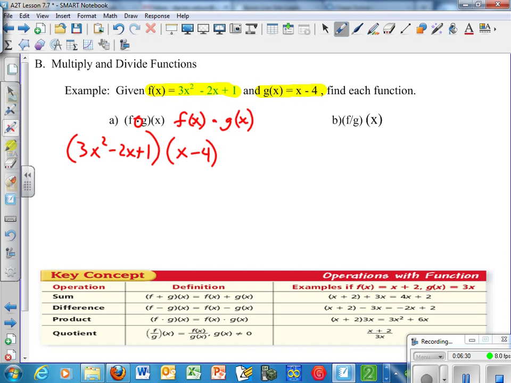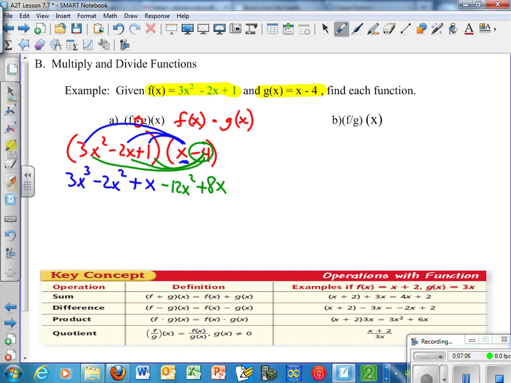Now, this is a binomial times a trinomial. And remember the rules on this that we've already talked about. We're going to distribute our x through, our first term here of our binomial. So let's go ahead and do that. I get 3x cubed minus 2x squared plus x. And then I take my negative 4 and I distribute that through. And so it would be negative 4 times 3x squared is negative 12x squared. Negative 4 times negative 2x is 8x. Negative 4 times 1 is negative 4.